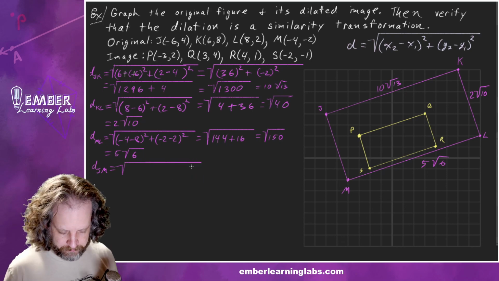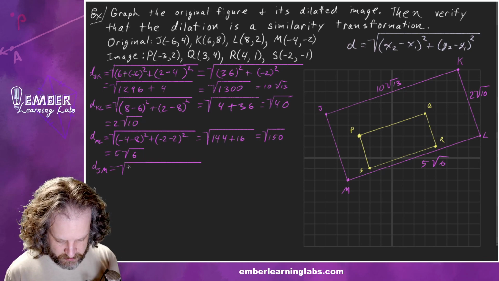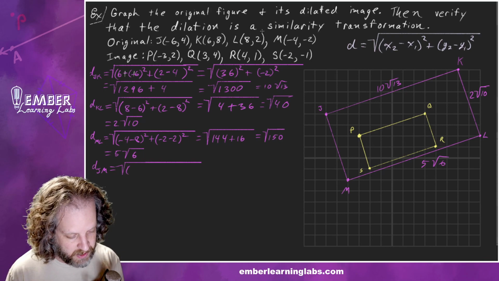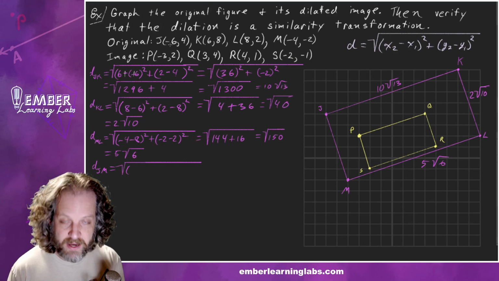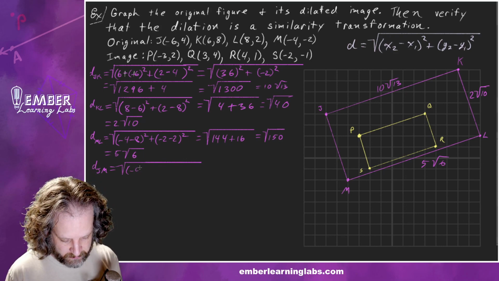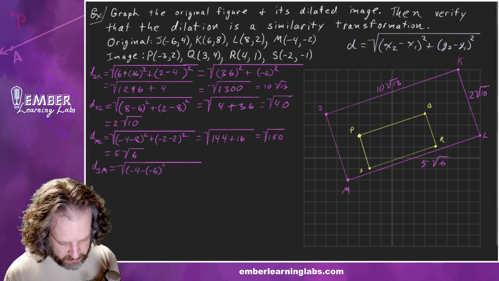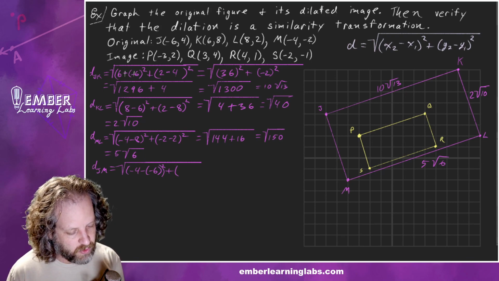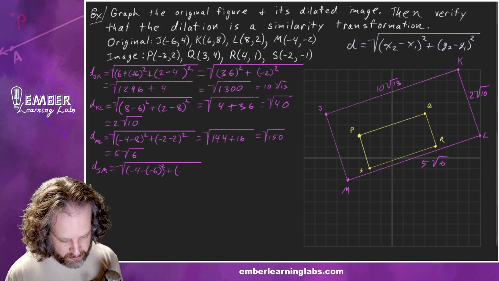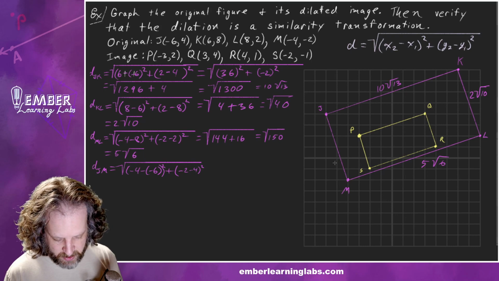So J and M, so that's J and M. We'll do the x's first. -4 minus -6 squared plus, and we'll do the y's now. So -2 minus 4 squared. So that equals this.